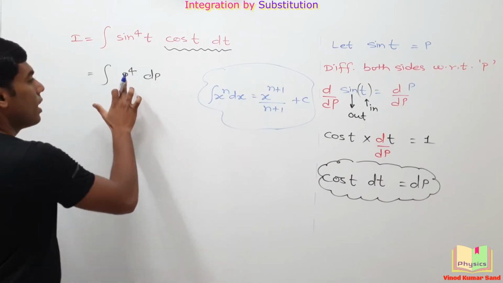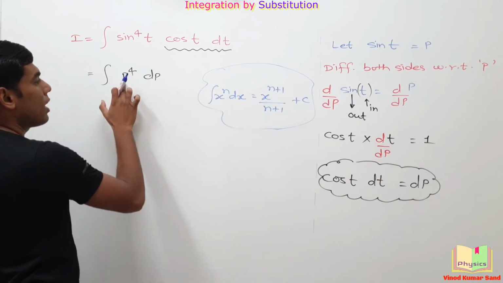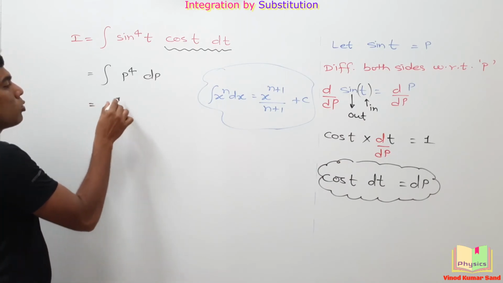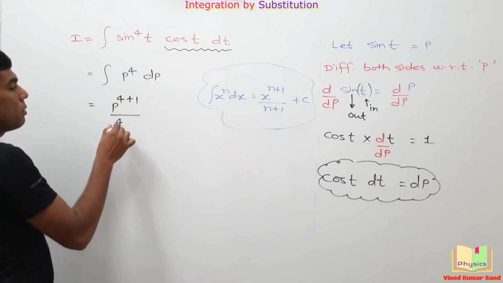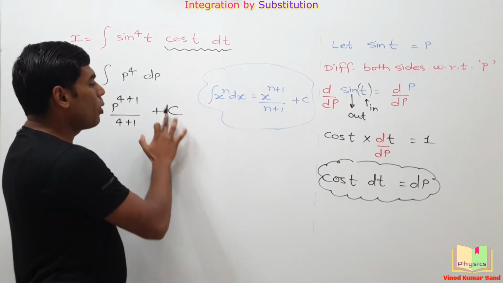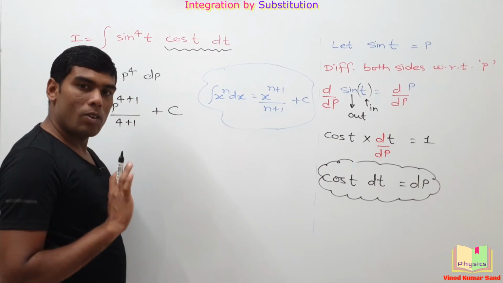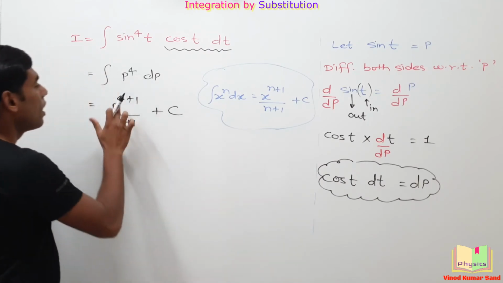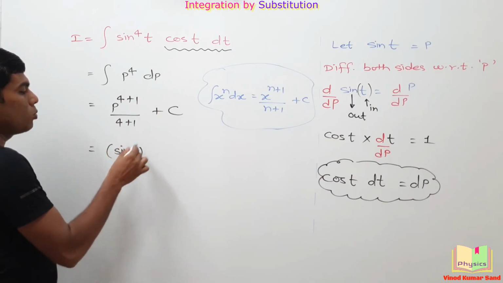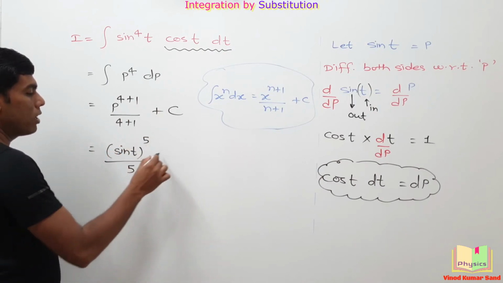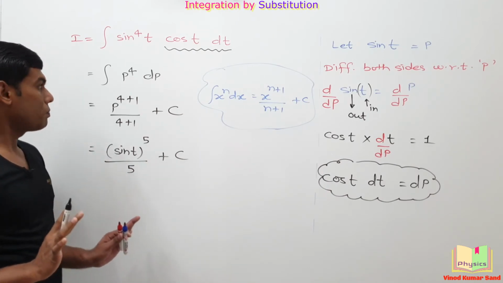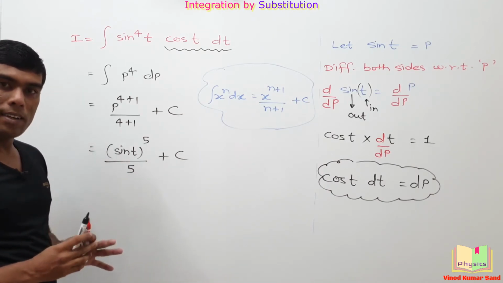Okay. Here instead of the variable x we are having the variable p. So the answer will be what? p to power 4 plus 1 divided by 4 plus 1 plus some arbitrary constant c. We should not bother about the value of this arbitrary constant c. Okay. Putting up the value of p again. So sine t to power 5 divided by 5 plus some constant c. This is your answer.